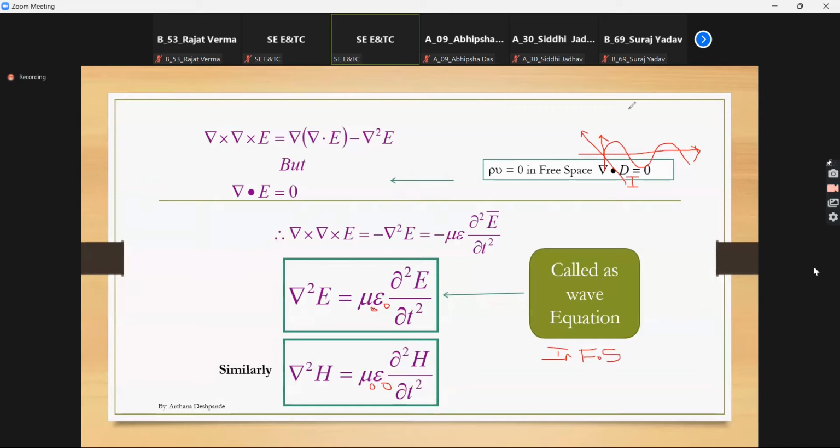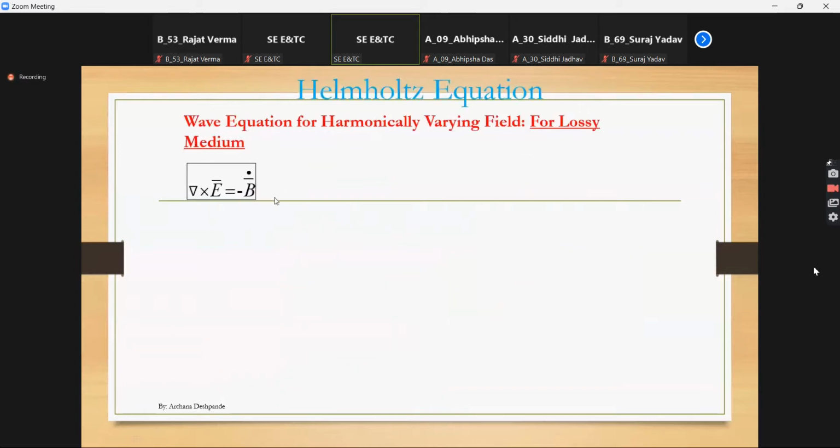Now we are going to see the wave equation for fields which are not harmonically time varying, in free space, so no losses take place. Now we are going to see the wave equation in the lossy medium. Again I start with the same equation. The derivation is the same as last time. I start with the third equation of Maxwell's.